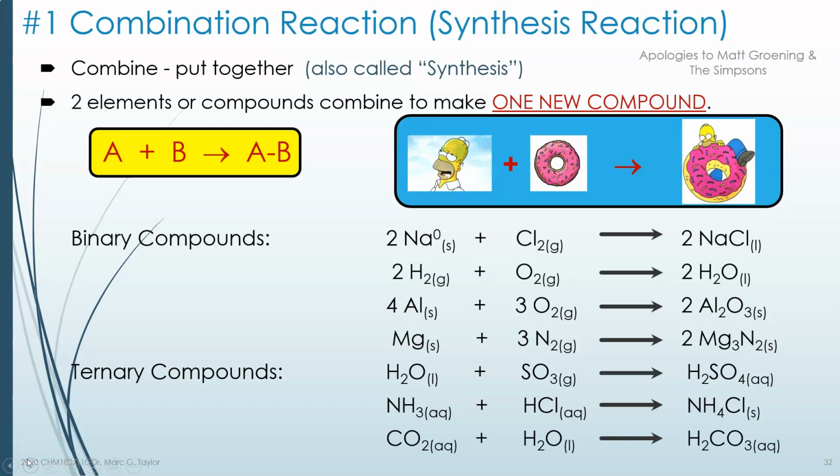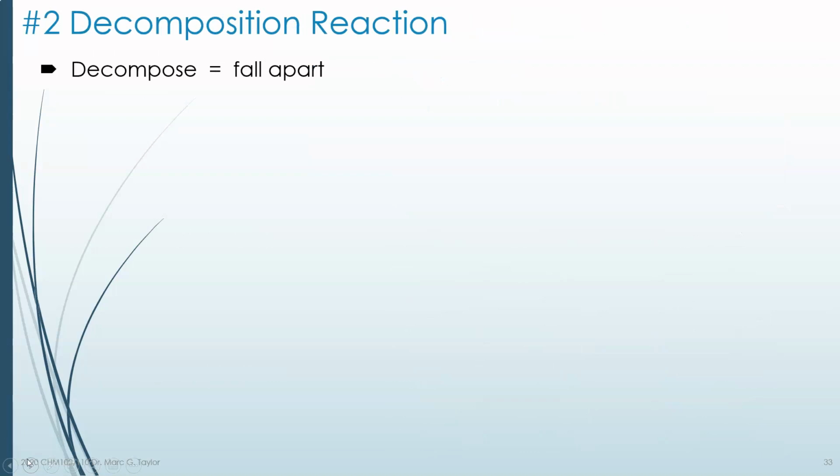Carbon dioxide and water can combine to form H2CO3 in water, which we call carbonic acid. And by the way, this reaction can go backwards. In fact, many of these reactions under the right conditions can go backwards to become decomposition reactions. So the one product is your big tip-off that it's a combination reaction. The second you see just one product, you know what it is.